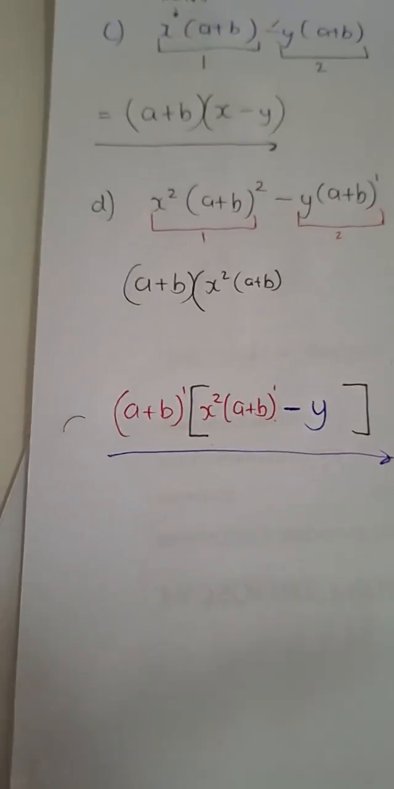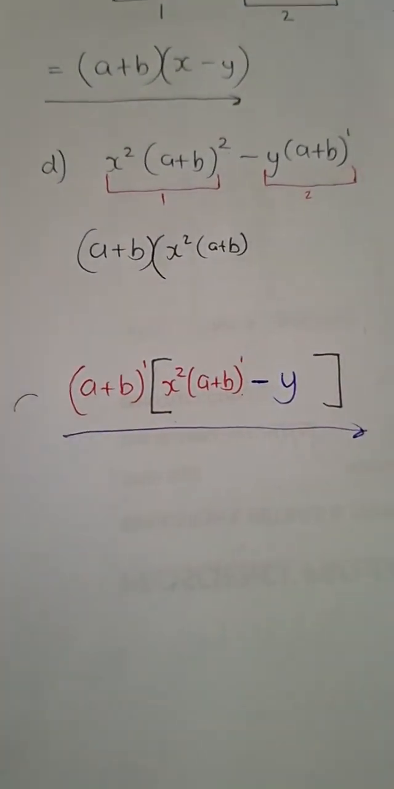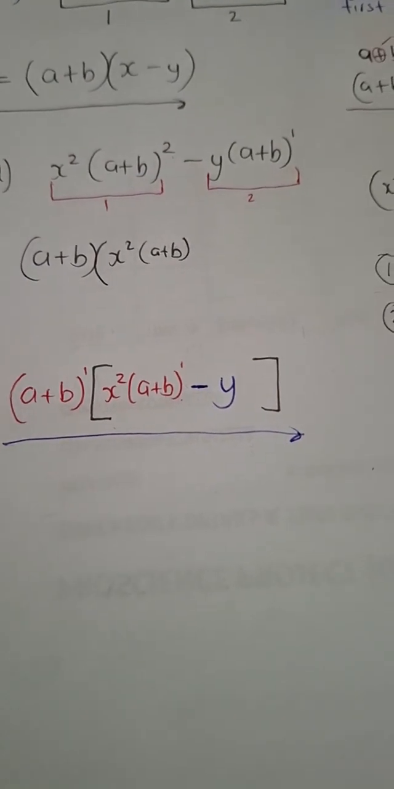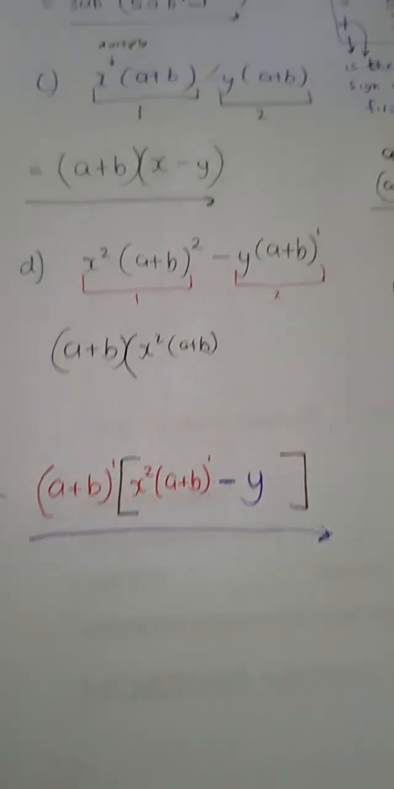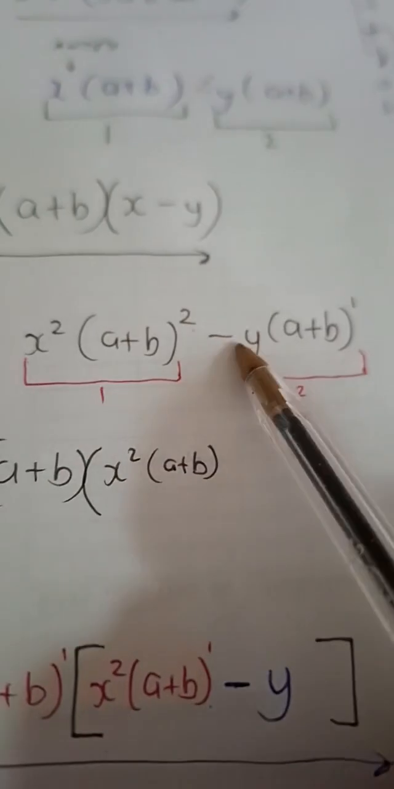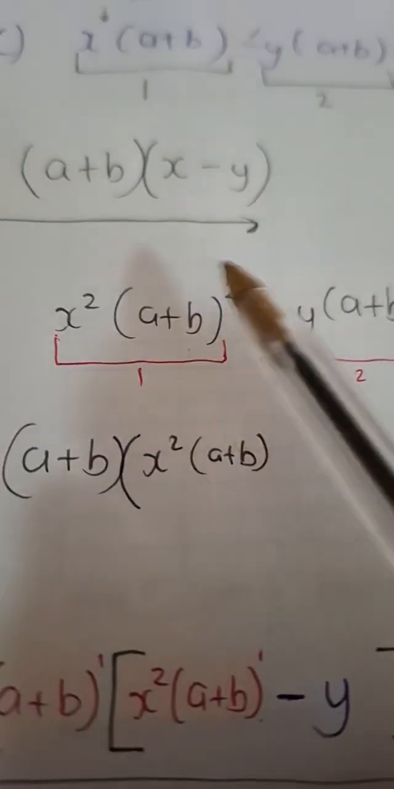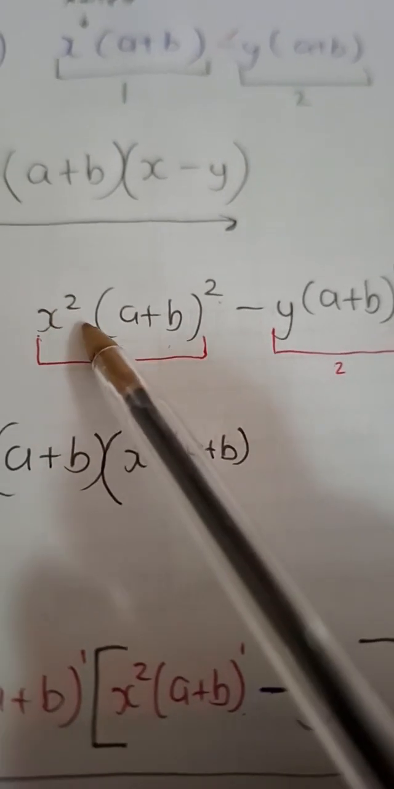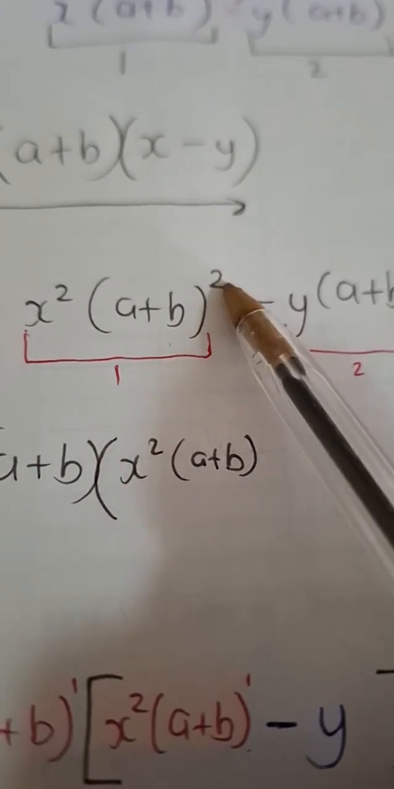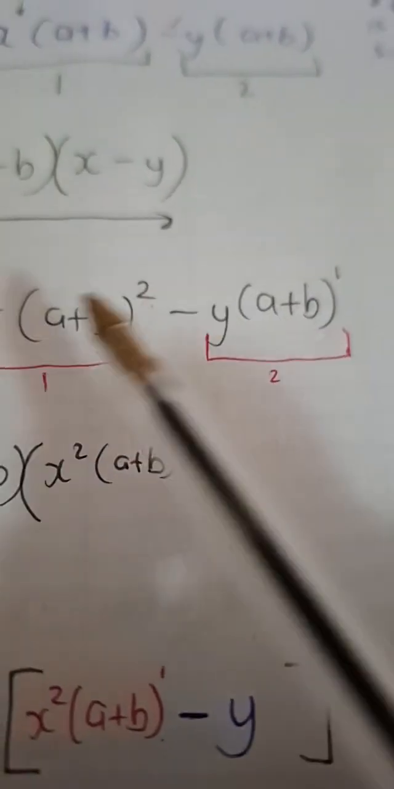Brenda, I saw your comment there. You said in your school you learned that we only put the power for a plus b, for example, x into a plus b, the whole thing squared. And the thing is, this is a question, Brenda. So I don't understand why you would say that, it's given to you. You have to answer the question. So in this question, it is given to you that you need to factorize x squared into a plus b, the whole thing squared, minus y into a plus b.